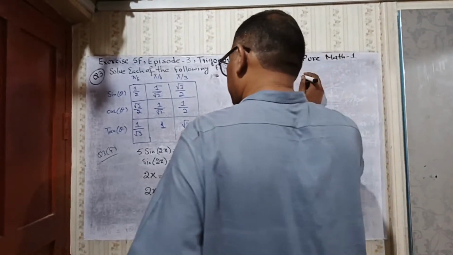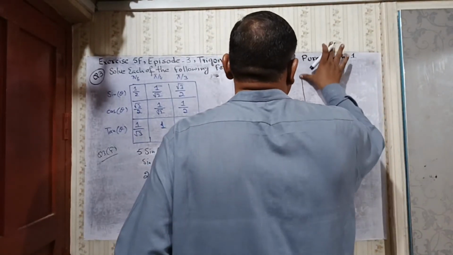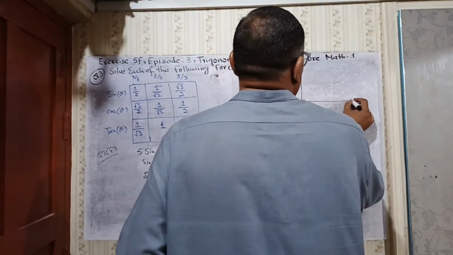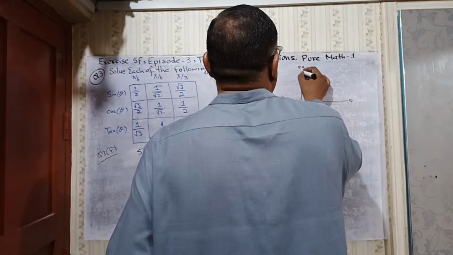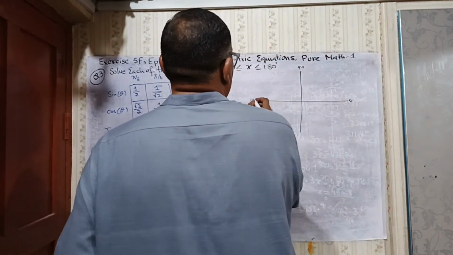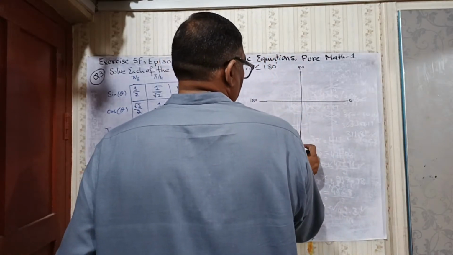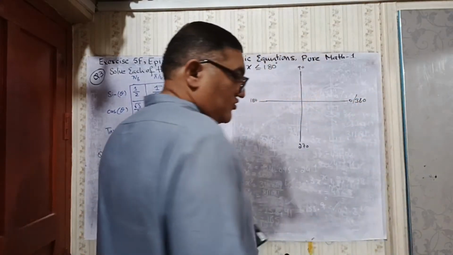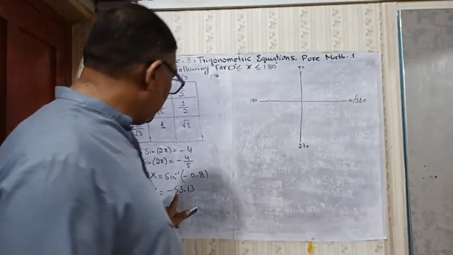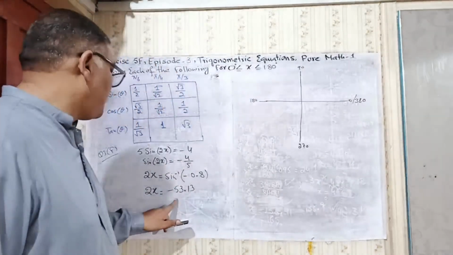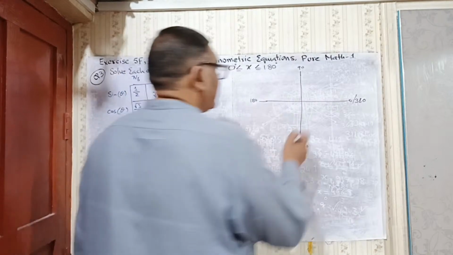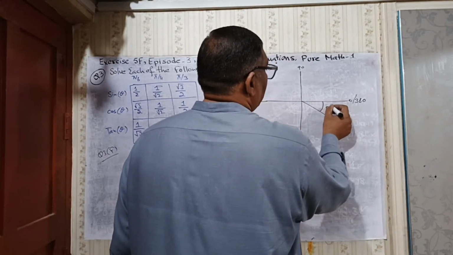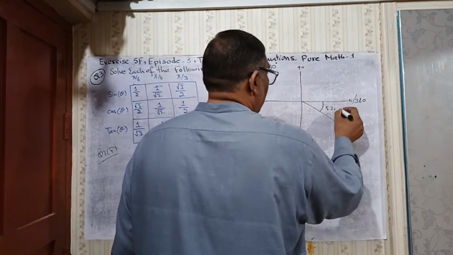You know the sine is negative in two places, the third quadrant and the fourth quadrant. This is 0, this is 90, this is 180, this is 270, this is 360. Because my base angle is 53.13 and it's negative, the negative angle is here, and the base angle is 53.13.